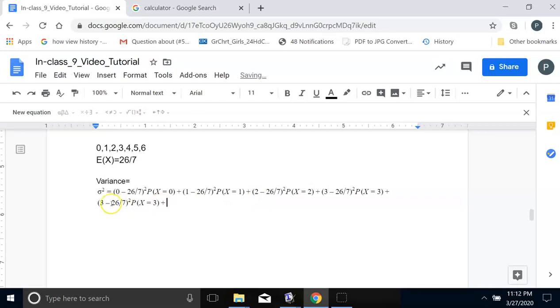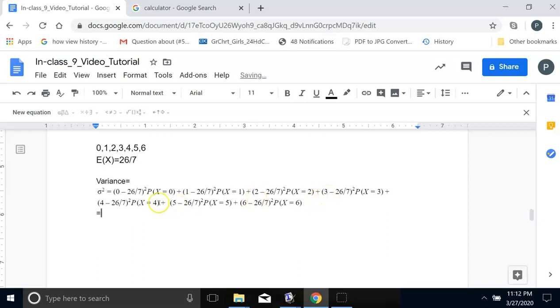So the 4 times probability x is 4, 5 times probability x is 5, and lastly 6 minus 26 over 7 squared times probability x equals 6. This would be our variance.